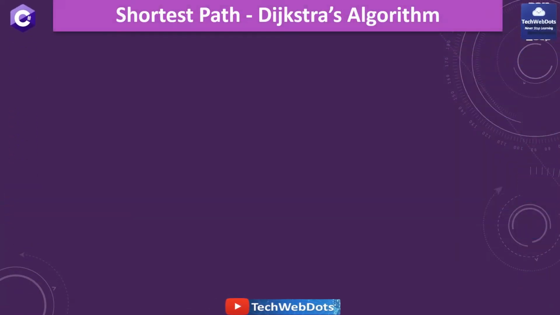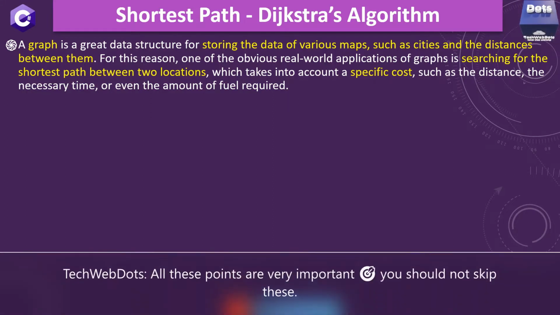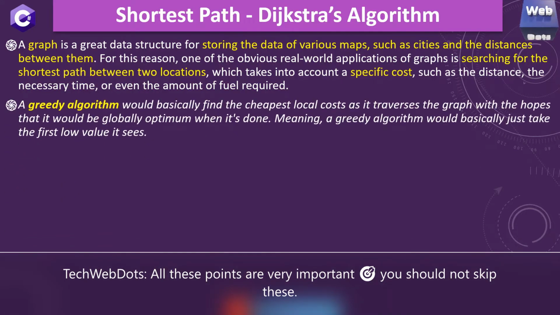Okay, now why are we talking about Dijkstra algorithm? We know a graph is a great data structure for storing data for various maps, such as cities and the distances between them. For this reason, one of the obvious real-world applications of a graph is searching for the shortest path between two locations, which takes into account a specific cost such as distance, the necessary time, or even the amount of fuel required. All the definitions and stuff that I'm discussing are very important, and you will agree with me on this, right?